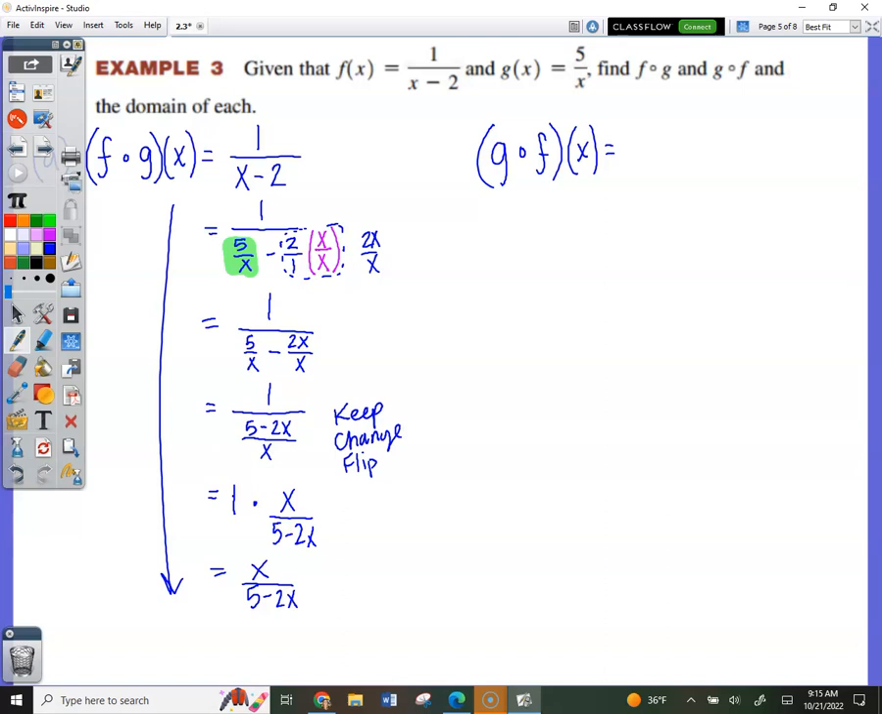Wait, I'm sorry. How'd you get from 1 times x to keep, change, flip? Keep the numerator, change it to multiplication, flip the bottom fraction. You never divide fractions. You actually keep, change, flip. Yeah.